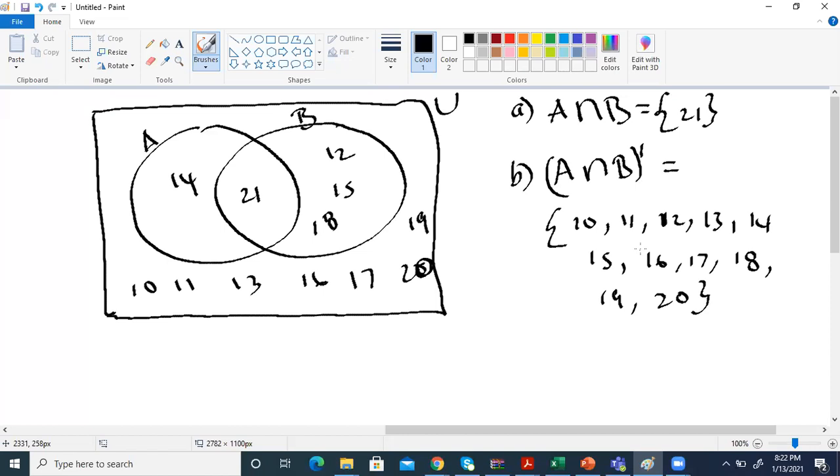What about A union B? So I'm going to put it right here. A union B, what's that? That would be 12, 14, 15, 18, and 21. So everything that is in A and B: 12, 14, 15, 18, and 21. Good stuff.